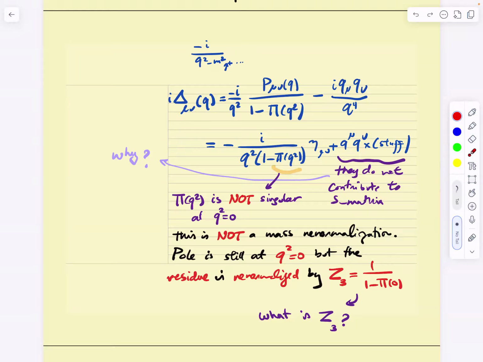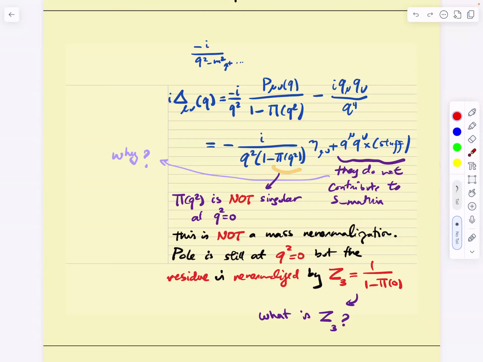Good? So once you renormalize deep in the infrared, how are we renormalizing the propagator for a scalar field? We're evaluating a 2-point function at the physical mass. What's the physical mass of a photon?